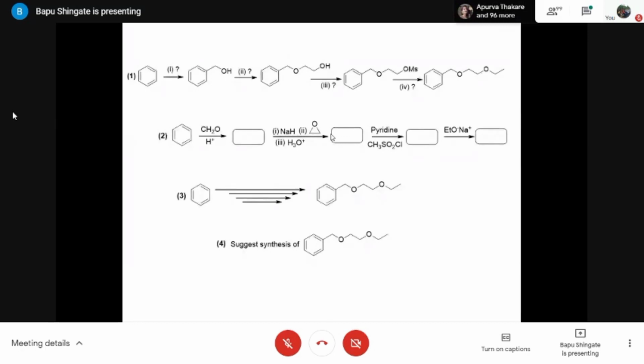See, now I have given here four types of questions, and we will discuss which type of question you may find difficult. Over here, benzene is converted into benzyl alcohol. Whatever the problem may be, the reaction condition is not provided. Again, this benzyl alcohol is converted into this ether. Then this alcohol is converted into a mesylate, and that mesylate is converted again into an ether. You have to write the proper reaction conditions. If this question is asked in the university examination: complete the following organic transformation, or provide the suitable reaction conditions for the following transformation.